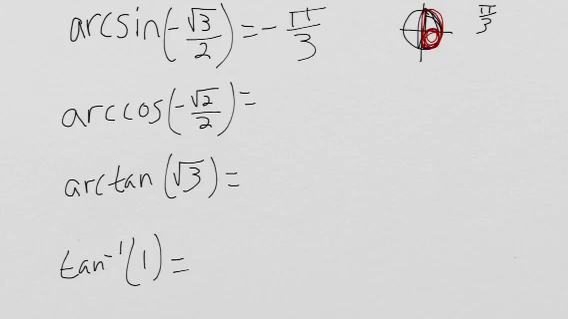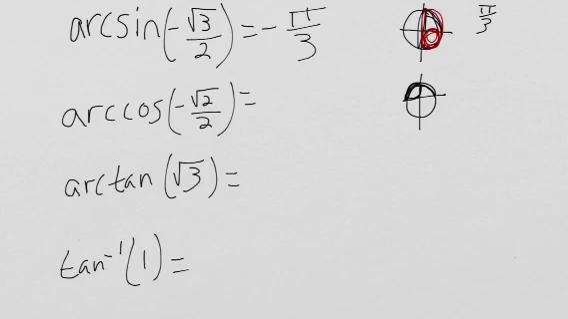Alright, we'll draw a unit circle again for arc cosine. Here's arc cosine. Its range is from 0 to pi, so we're just up here. And then cosine is going to be negative in this quadrant over here. So then we just have to remember what the reference angle is for root 2 over 2.